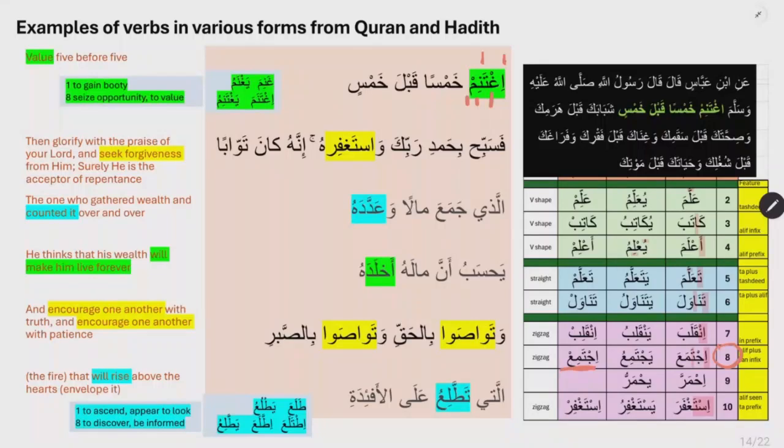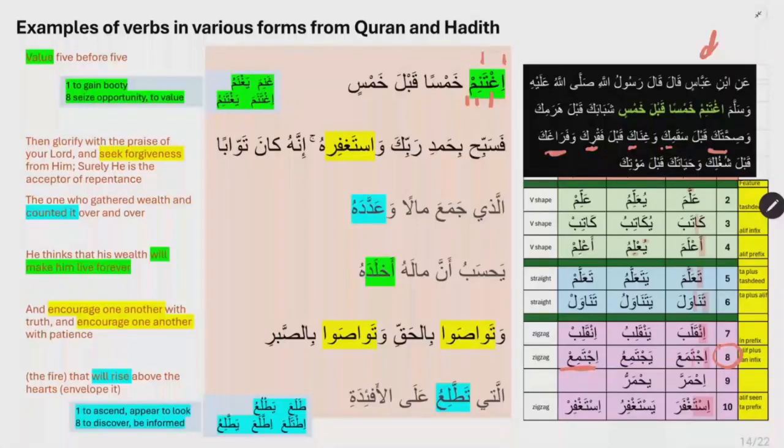Right, so this hadith is here, and Ibn Abbas said, قال رسول الله صلى الله عليه وسلم اغتنم خمسا قبل خمس. Right, so value or cherish five things before five. شبابك قبل حرمك. Shabab is your youth before old age sets in. صحتك قبل سقمك. Siha is your health before your sickness sets in. غناك, your wealth before your poverty sets in.